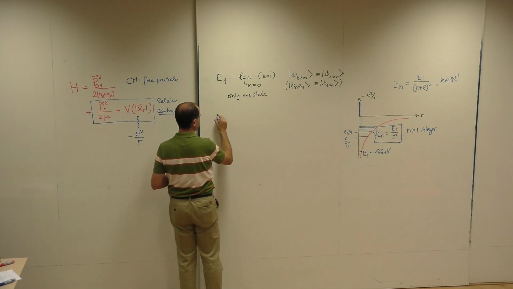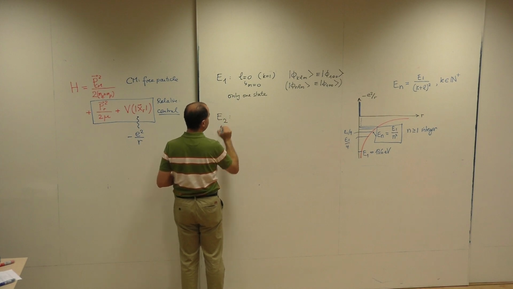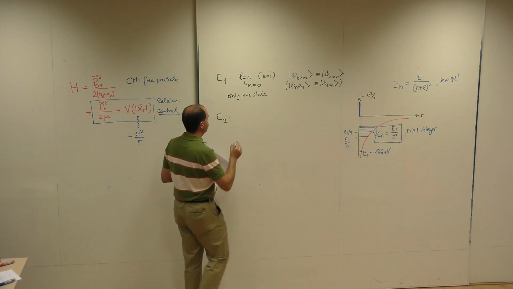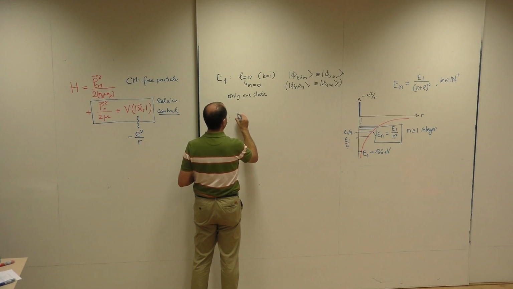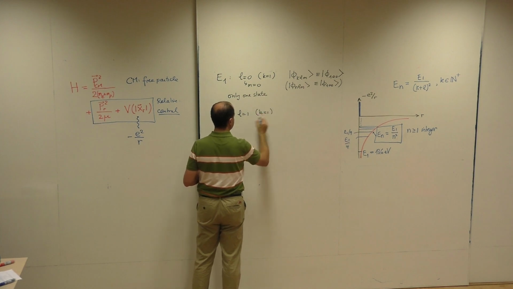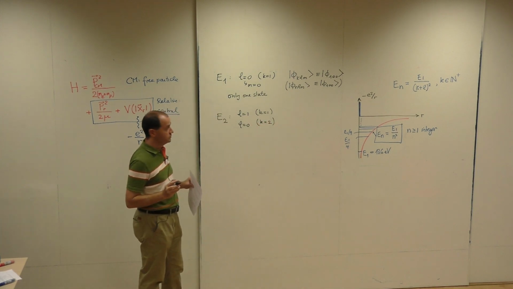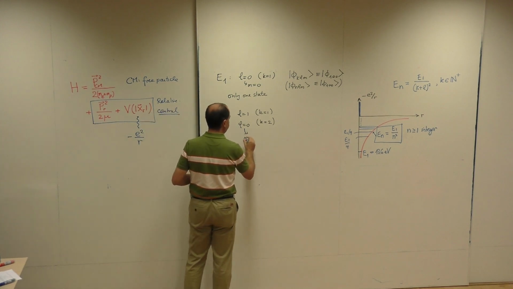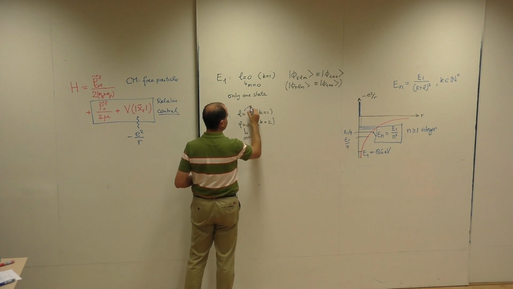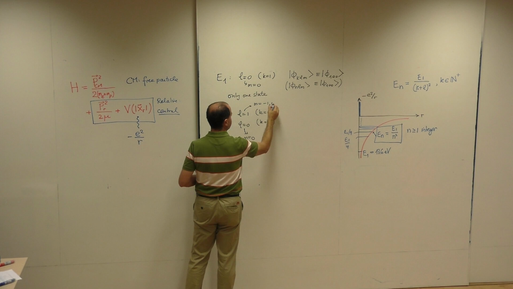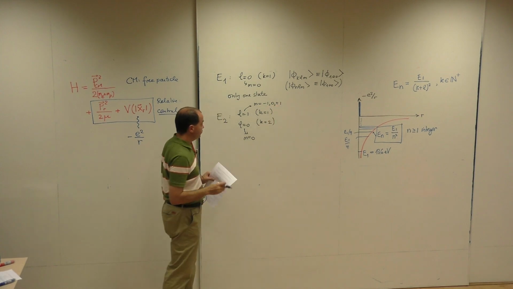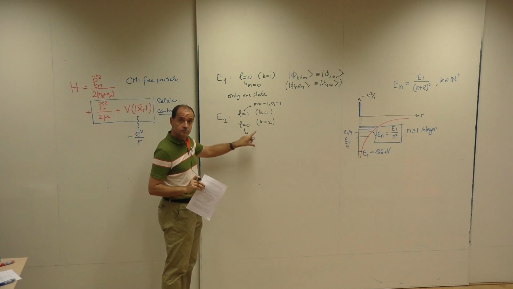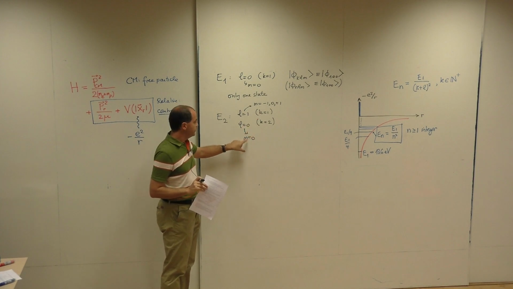Let's check for E2. Well, E2, I have two possibilities for L and K, right? I can have L equal 1 with K equal 1, or I can have L equal 0 with K equal 2. If L is equal to 0, there is only the M equals 0 state. But if L is equal to 1, M can be minus 1, 0, or plus 1. So there are 4 states with E2.